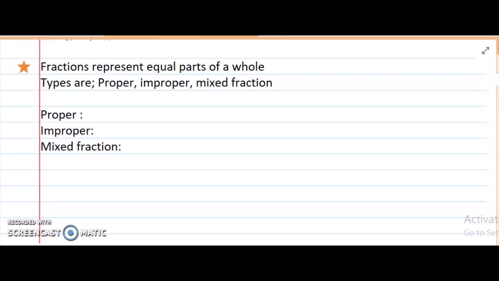Now, what is a fraction? Fractions represent equal parts of a whole. Types of fractions are proper fractions, improper fractions, and mixed fractions.